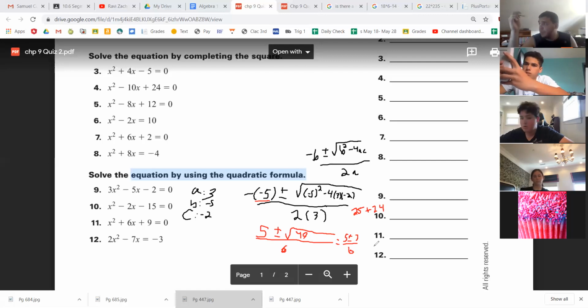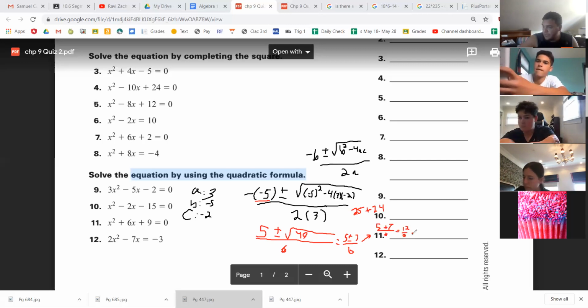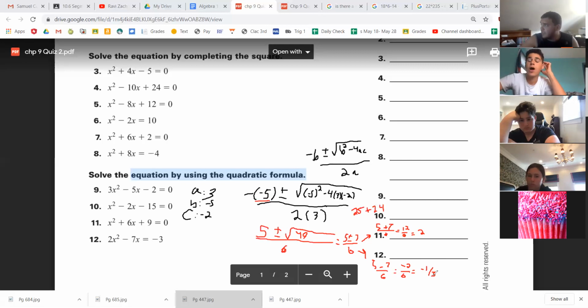Okay, so we're dealing with a plus and a minus. So we've got to do the positive and the negative. Top one, 5 plus 7 over 6. That's 12 over 6, which is 2. First answer is 2. We're going to do the negative version. 5 minus 7 over 6 is -2 over 6, which reduces down to -1/3. Leave it as a fraction. If not, it's going to be -0.3333 repeating. Either way, it's 2 and -1/3. Those are your answers, okay?